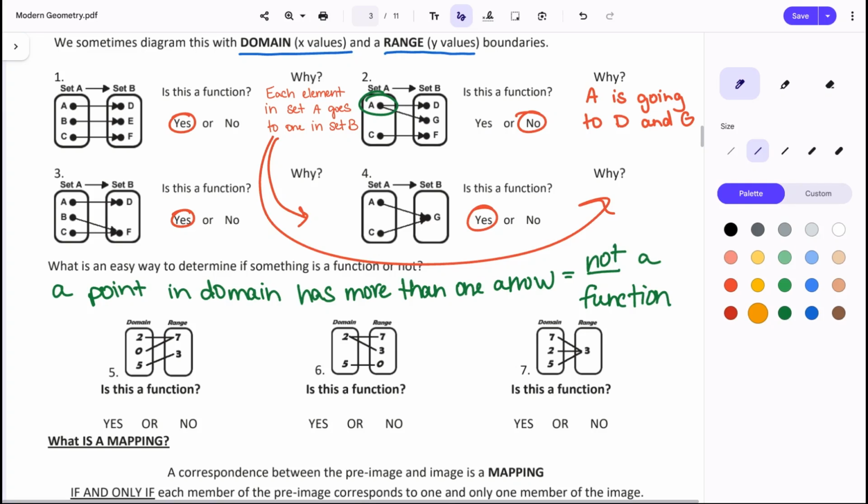So what do you guys think? Number 5, yes or no? Good. 6? No, what causes the issue there? The 2. The 2 has more than one arrow coming off of it. Number 7 is a yes. Good. All right. So again, that's a very algebra idea.